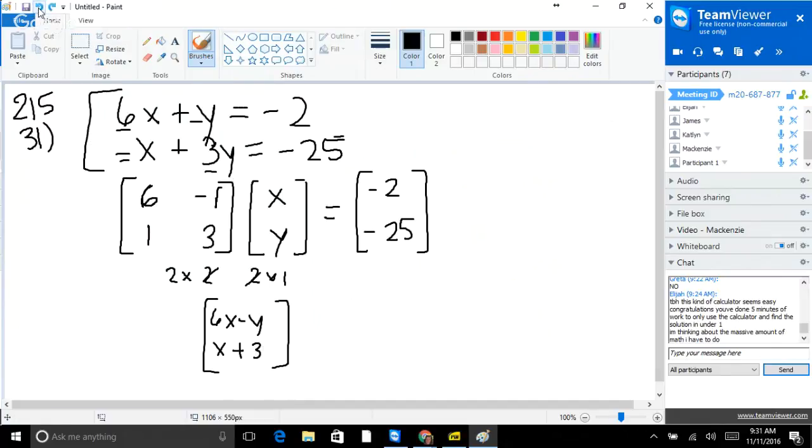All right, let me do a little erasing here. Okay, so everybody okay with rewriting our linear equations as a matrix equation? Or sort of okay-ish with it, at least.